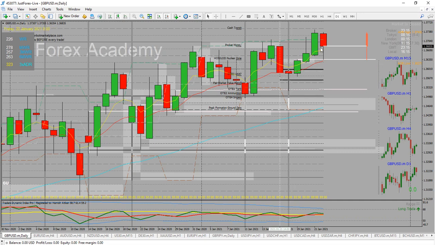If you have any running trades on GBP USD selling, once you are in profit, I would like you to close the trade and look for buy setups because this is the bullish movement that I have identified. And how am I going to trade this pair?